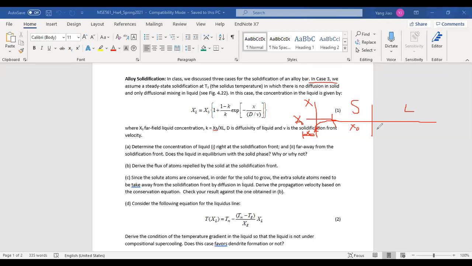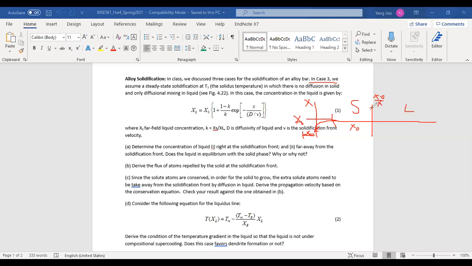at this temperature, and locally the equilibrium composition for solid is going to be X naught, right? So except for a very short initial transient region, the composition of the solid is going to be X naught. But we know that locally the solid and liquid are always in equilibrium, so at the solidification front, because the current temperature is T3, the liquid is going to have a composition of X naught over K, right? K is the ratio between XS over XL for the entire solidification range.